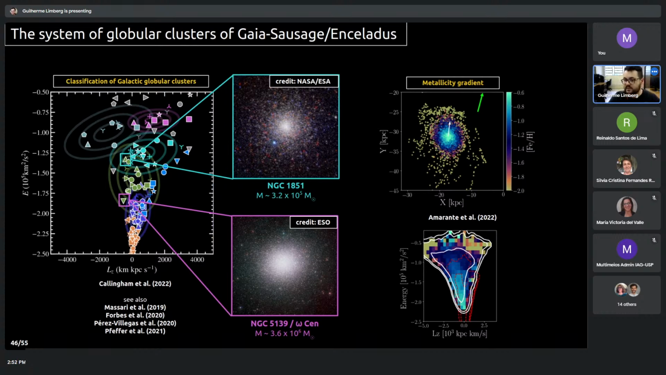However, there's another thing that we can do in order to decide which of these globular clusters is actually the nuclear star cluster of this galaxy, or if neither of them is the nuclear star cluster.